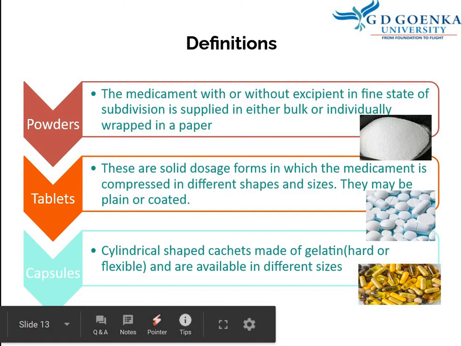Powder dosage forms are medicament with or without excipient in a fine state of subdivision. It is supplied either as bulk or individually wrapped in paper. The individual unit dosage form of a powder can also be supplied in sachets. For example, the probiotic lactobacillus powder which is available as a single sachet preparation in the market.